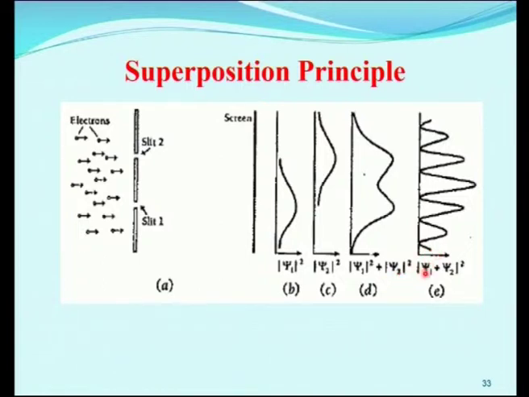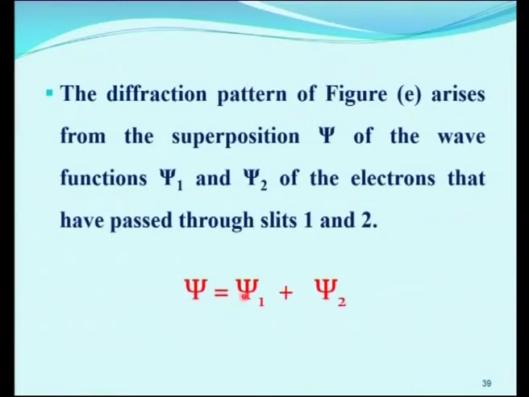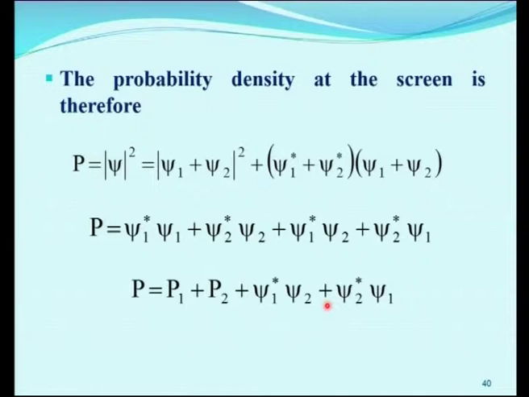So, in quantum mechanics only wave functions can be added, but not the probabilities. That is given by the superposition principle. The diffraction pattern of this figure E arises from the superposition psi of the wave functions psi 1 and psi 2 of the electrons that have passed through slits 1 and 2. So, psi is equal to psi 1 plus psi 2. The probability density at the screen is therefore, so we have seen on the screen, if both slits are open, alternate maxima and minima on the left hand side as well as the right hand side, that we will see in terms of equations.